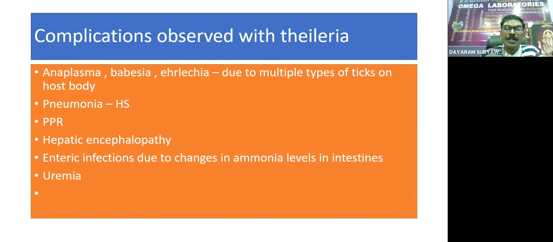Then enteric infection due to changes in the ammonia levels of the intestines. Because of the melena, or the bleeding in the intestines, the ammonia level of the intestine will be changed, and that leads to secondary infection, maybe enteritis in particular animals. Then uremia, because of the extensive bleeding into the abomasum, that leads to the accumulation of NPN in the blood circulation, and that may lead to uremia in some of the cases.